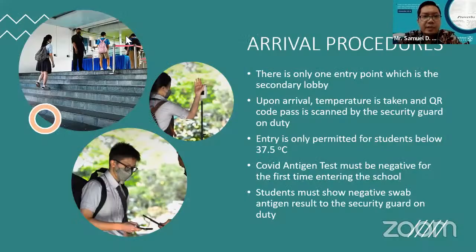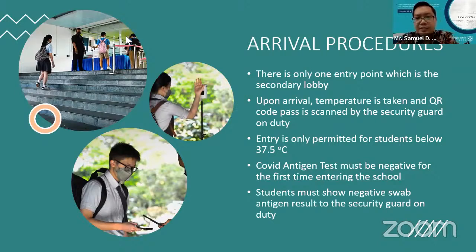Arrival procedure is the same. Okay, there is only one entry point, which is the secondary lobby. Upon arrival, temperature is taken and QR code pass is scanned by the security guard on duty. Entry is only permitted for students below 37.5 degrees. Okay, if you have a fever in the morning, then make sure you don't come to school. Okay, let's protect each other.